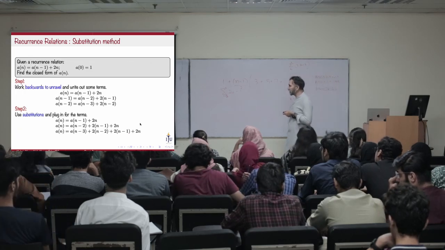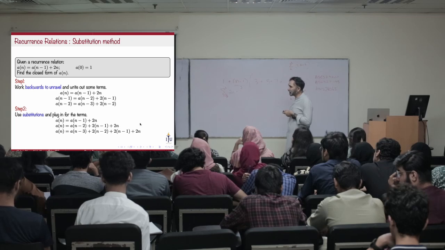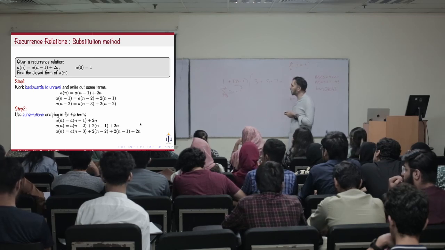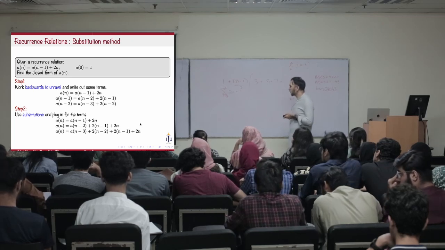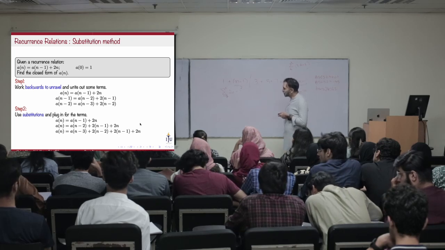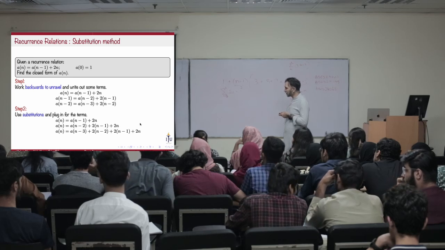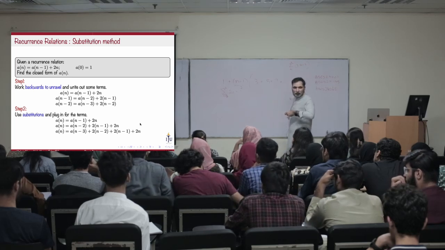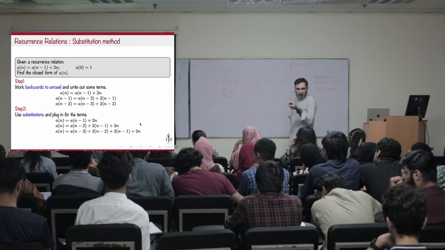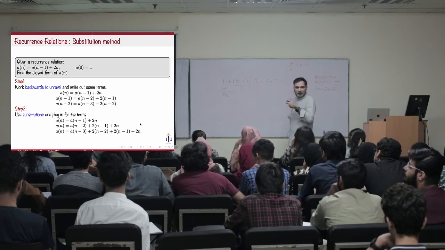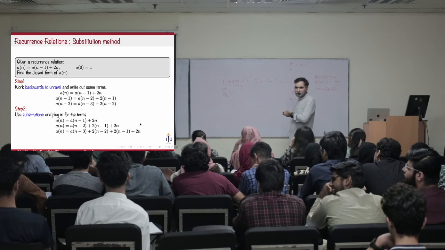So step 1 is, I think this is called the substitution method. There are multiple methods to do this. Backwards, yeah, so we are going to unravel it, which means we are going to write a of n in the form of a of n minus 1. We're going to write a of n minus 1 in the form of a of n minus 2, and so on.